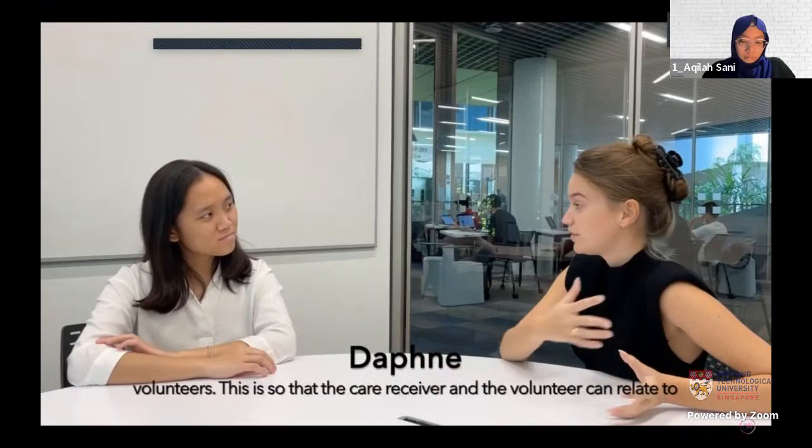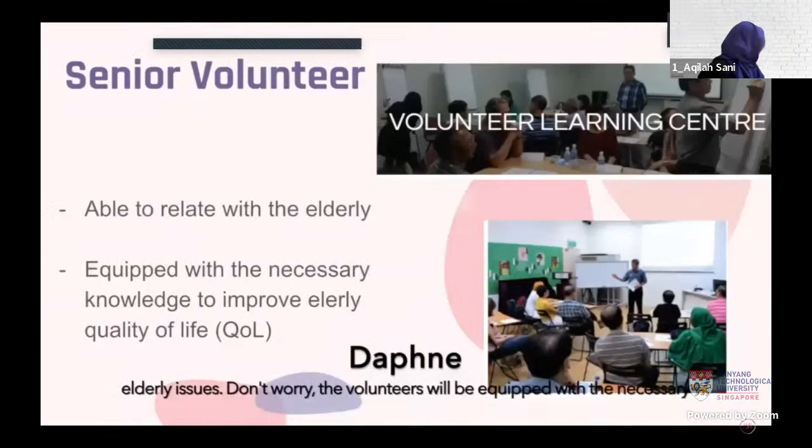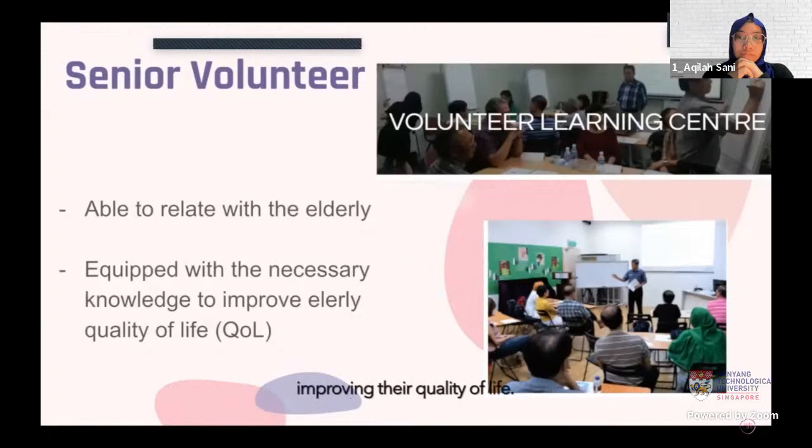This is so that care receiver and volunteer can relate to elderly issues. Don't worry, the volunteers will be equipped with the necessary knowledge to understand and provide daily assistance to isolated elderly, improving their quality of life. How does this address insomnia and improve quality of life?